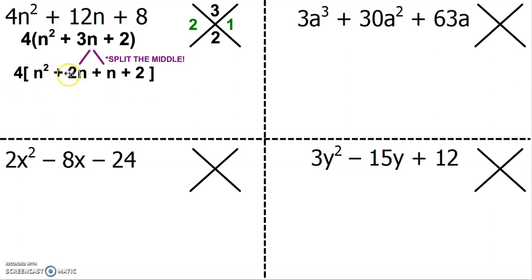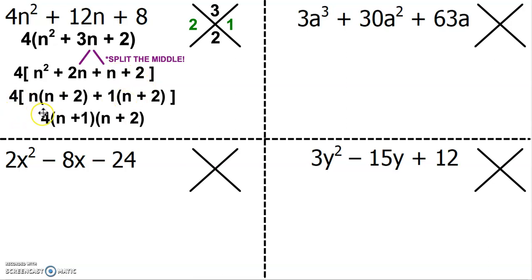Now pull out GCFs from n squared and 2n, and from n plus 2. So then bring together your factors, and you have your 4 that was your GCF to begin with, n plus 1, and n plus 2. Look for the GCFs in these before you factor that trinomial.